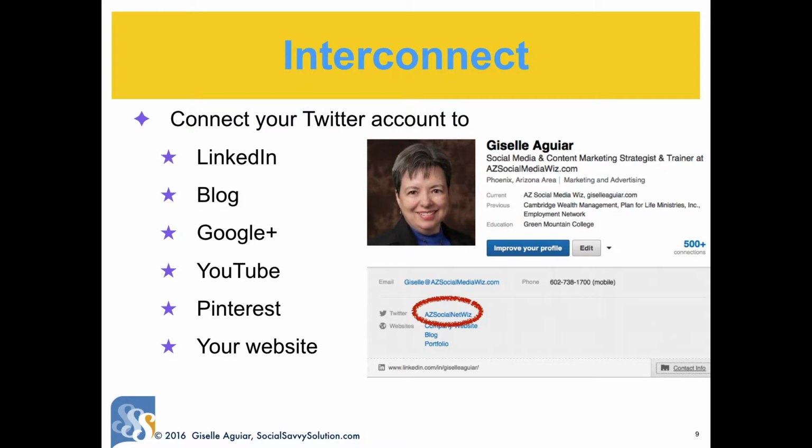Interconnect your accounts. It makes it easy to hit two birds with one stone, and it makes it easy for people to follow you. So you can add your Twitter account to LinkedIn, to your blog, Google+, YouTube, Pinterest, and of course your website.